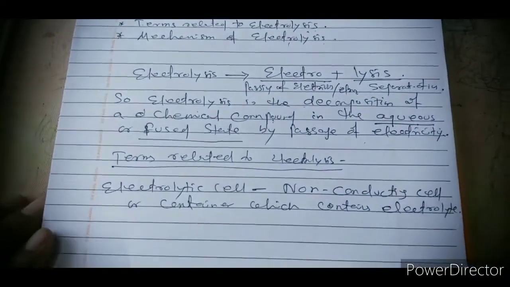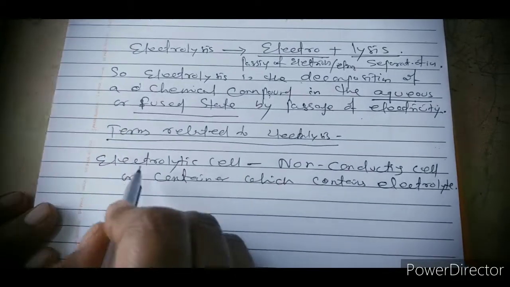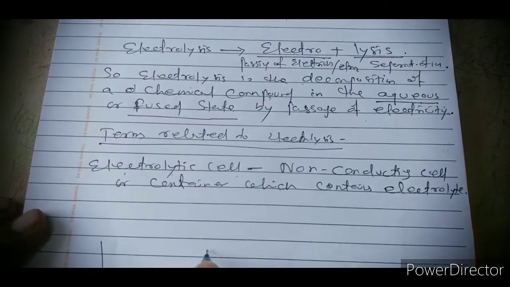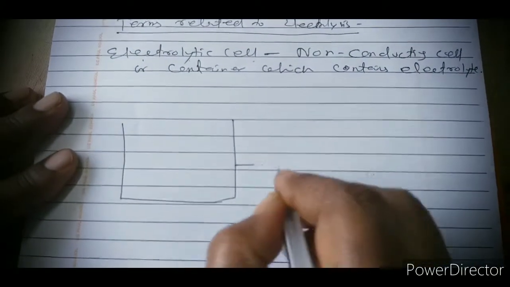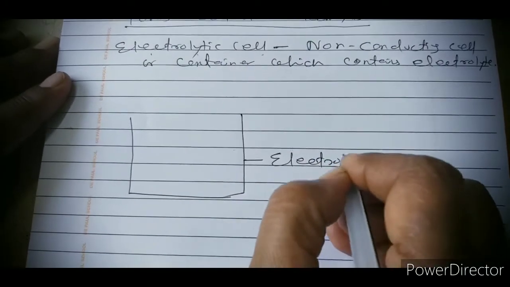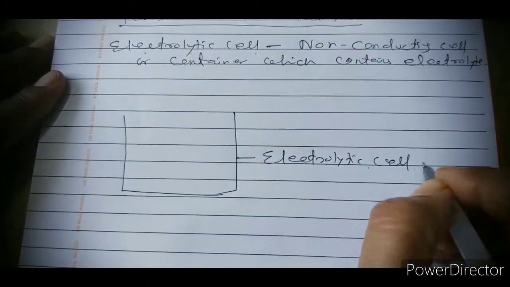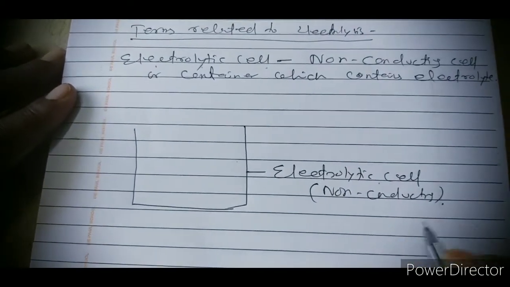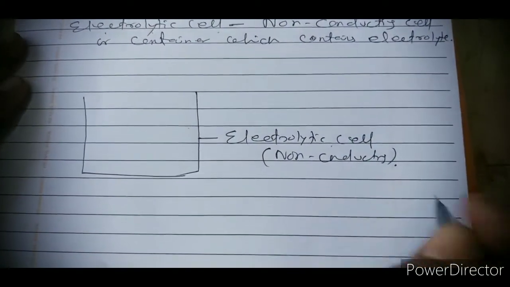So first of all, the container which we are taking is known as the electrolytic cell. So let us take this one. This is the container which must be non-conducting. So this one is known as the electrolytic cell, and it must be non-conducting. Non-conducting means non-conductor of electricity.